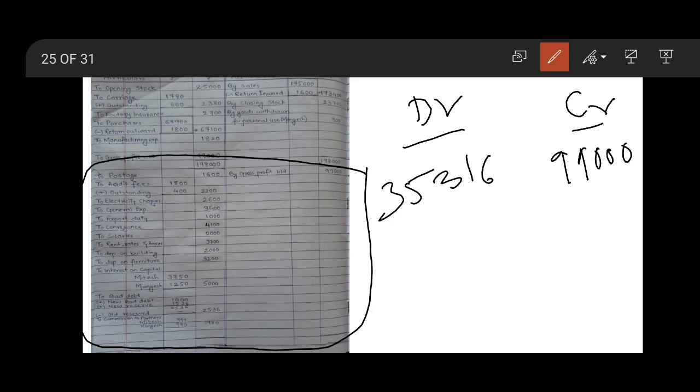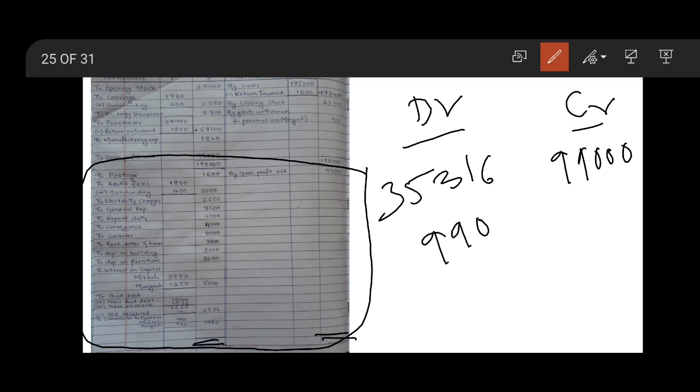Next we will close the second account, that is profit and loss account. Profit and loss, the limit is this much. Get the total of credit side. The total of credit side is 99,000 again. What is the total of debit side? Get the total. The total you will get is 35,316. Again 99,000 here, transfer it to the credit side 99,000.